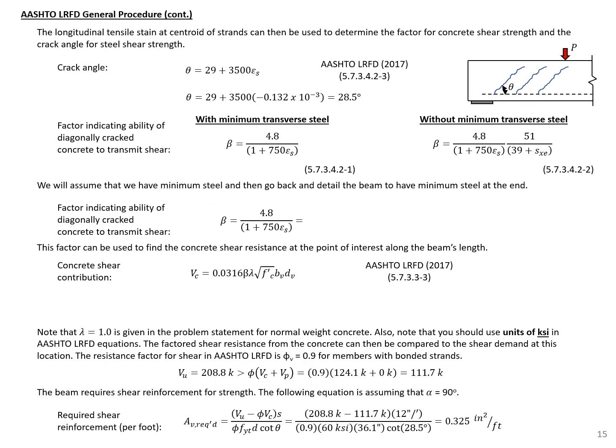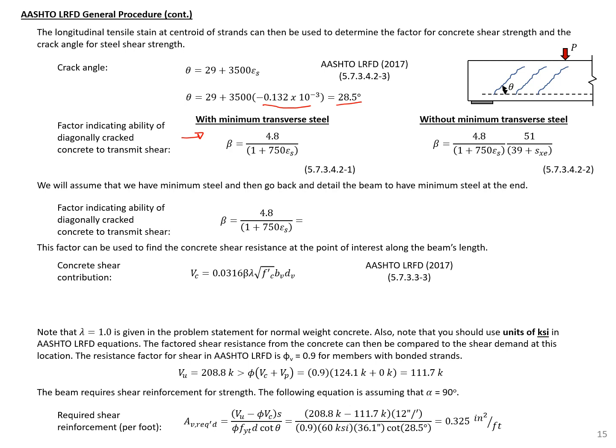We can then plug this tensile strain into our crack angle expression. So plugging in our tensile strain there, we'll get a crack angle of 28.5. And also our beta term, which is a factor that indicates the ability of our diagonally cracked concrete to transmit shear. So it essentially tells us how effective our concrete is at resisting shear. So we're going to assume that we have minimum transverse reinforcement. So we're going to use this left equation here.